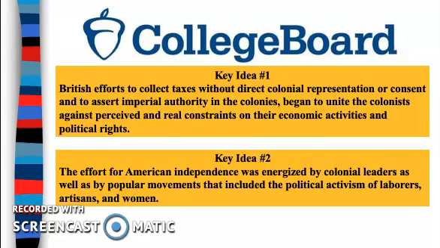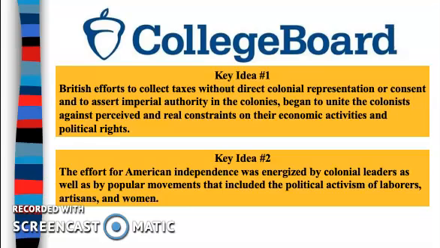So key idea 1 says British efforts to collect taxes without direct colonial representation or consent and to assert imperial authority of the colonies began to unite the colonists against perceived and real constraints on their economic activities and political rights. And then our second key idea is the efforts for American independence was energized by colonial leaders as well as by popular movements that included the political activism of laborers, artisans, and women.